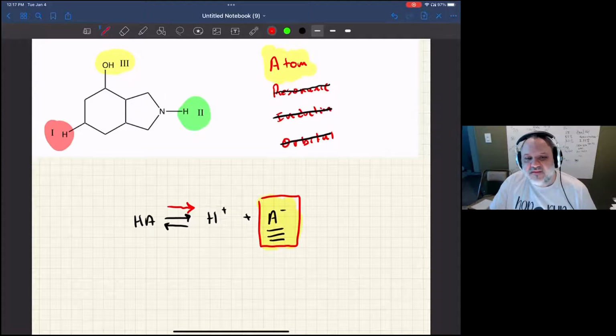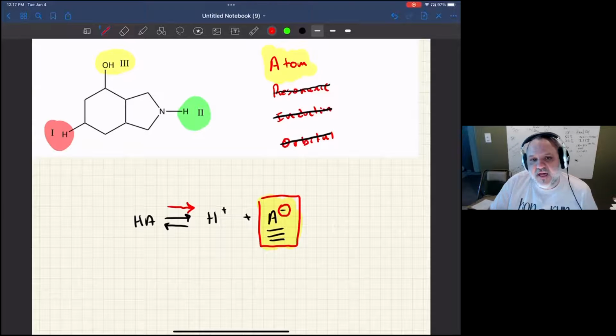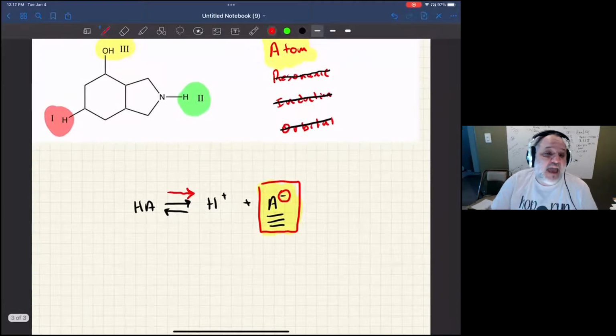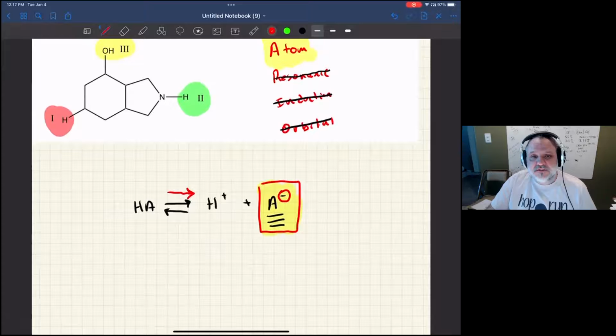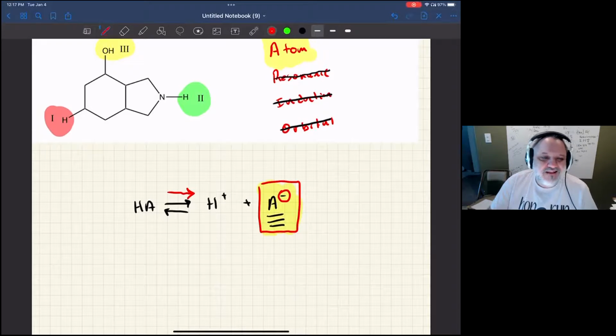And so what makes the conjugate base more stable? Well, it's all about this negative charge. How do I stabilize the negative charge? Well, there are ways to stabilize it. And the basic thing to think about when it comes to the atom is the atom that will make the negative charge, is it more electronegative, right? If it's more electronegative, then we're going to say that it's going to be more stable with a negative charge.